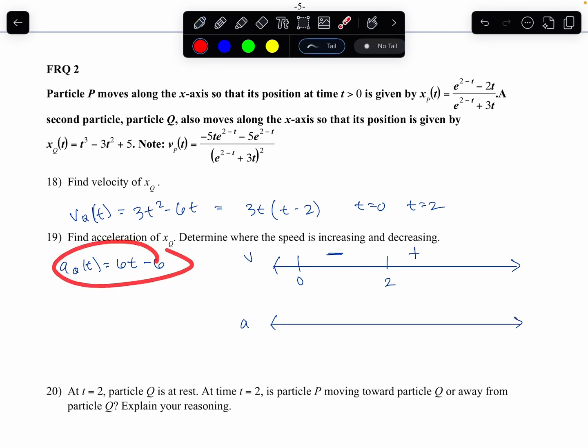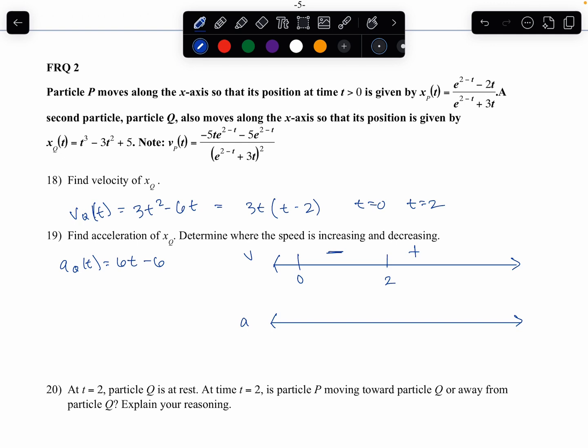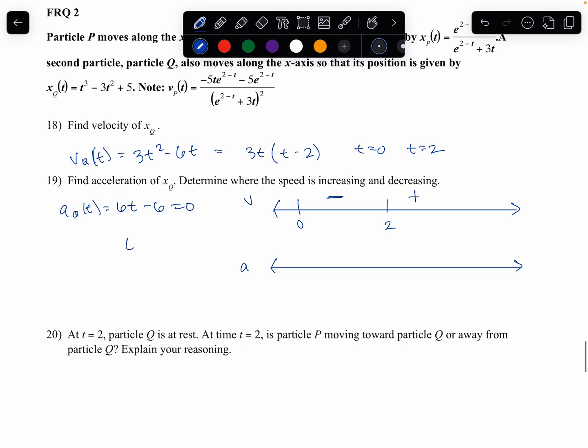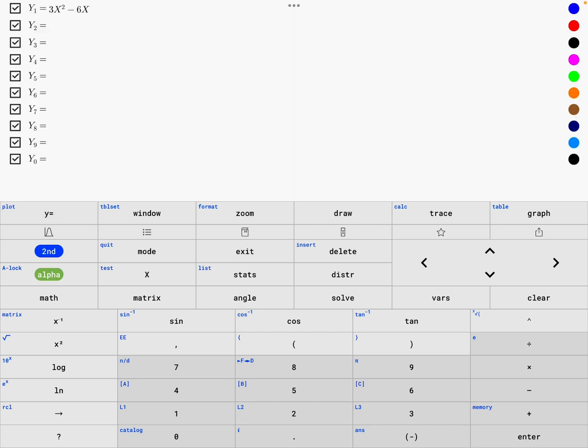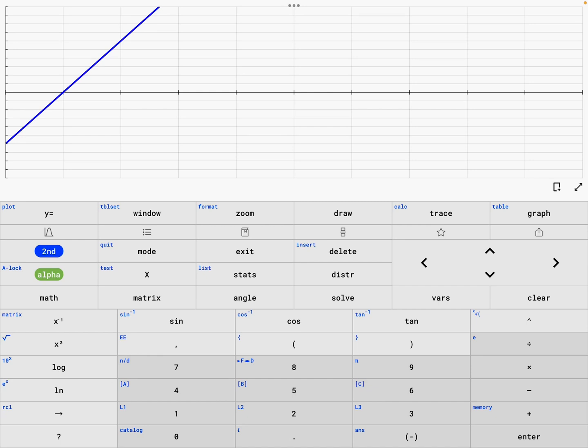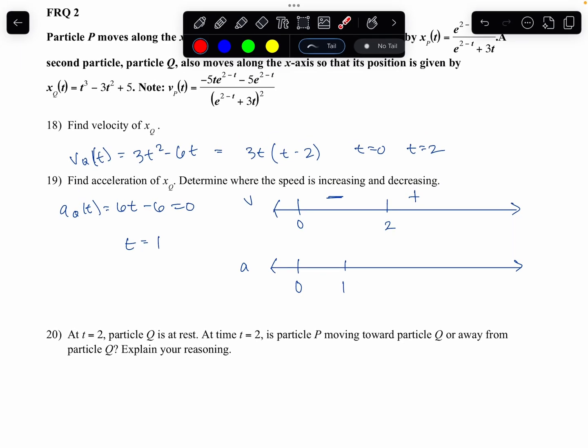Now as for acceleration, I'm going to think about the graph of acceleration. If I set this equal to 0 to find when acceleration changes signs, I get that t is equal to 1. You can also see that this is a linear line. We can graph that here: you're going to get 6t minus 6, and you can see that acceleration is negative from 0 to 1, and then it's going to be positive. So acceleration is negative here and positive here.